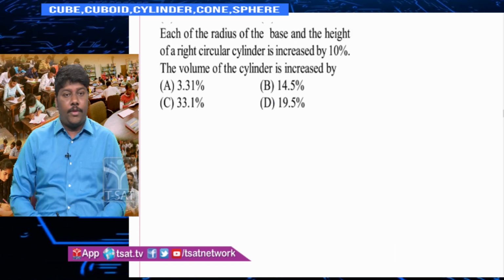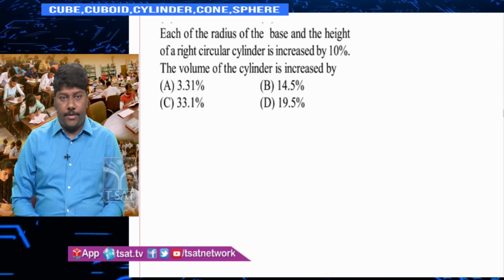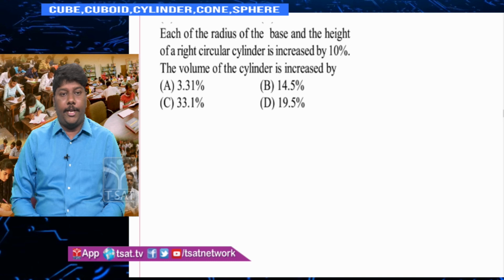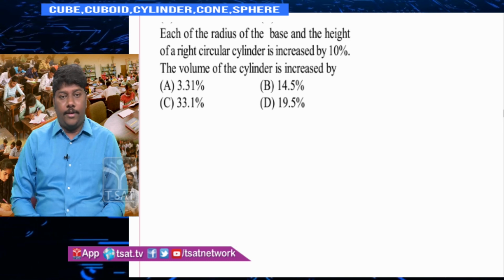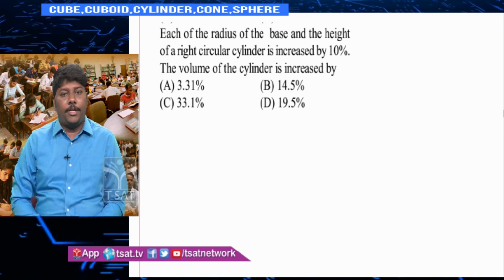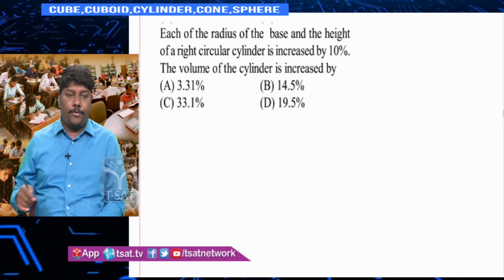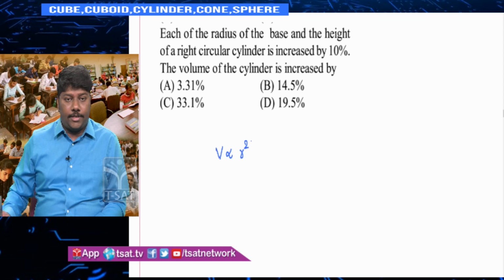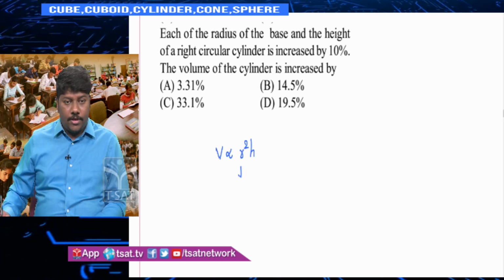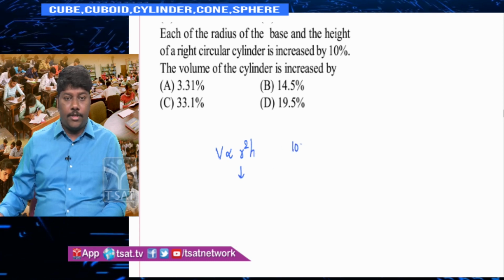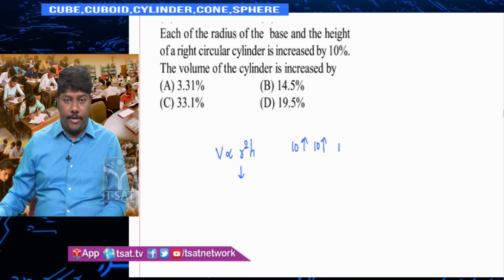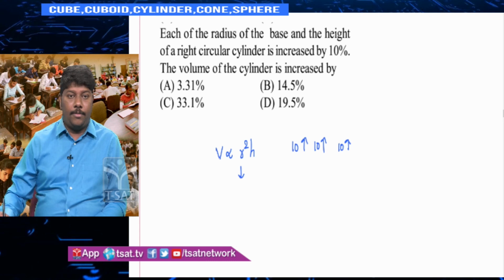Look at the next one. Each of the radius of the base and the height of the right circular cylinder is increased by 10%. The volume of the cylinder increased by? Now all of them are increased by 10%. Therefore what happens to volume? We already know volume is directly proportional to the square of the radius and the height. So this increases by 10% two times, 10% followed by 10% followed by 10%. You can use the formula which I said.